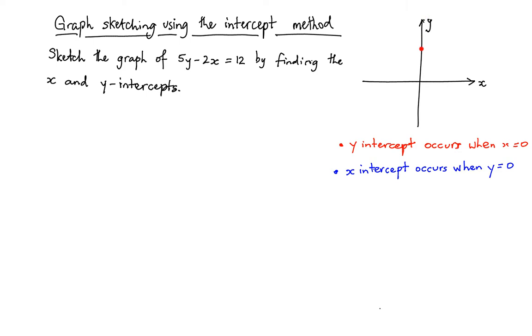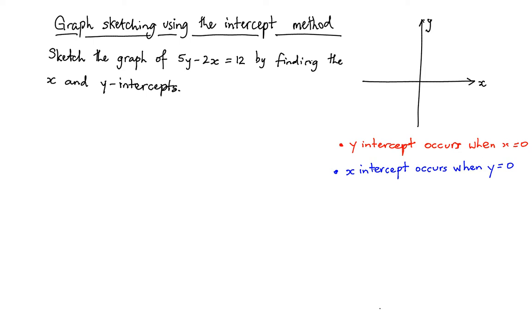And you'll notice that regardless of what point we have, as your graph cuts this line, the x value of that will always be 0. So it doesn't matter where it cuts along there, the x value is always 0. Hence we can say the y-intercept occurs when x equals 0.